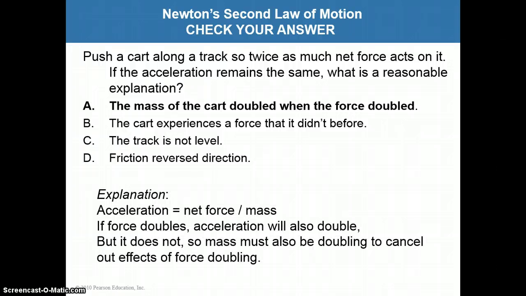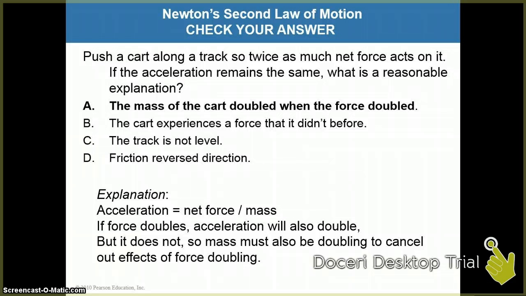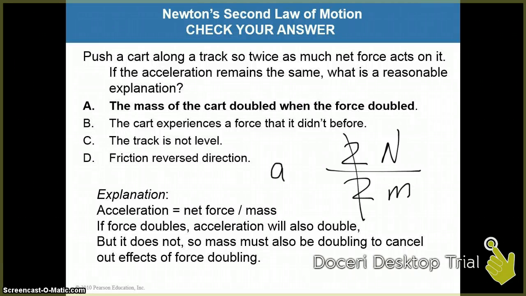And here's why. Once again, acceleration equals net force divided by mass. If you double the force, you should double the acceleration, but it doesn't, so the mass also has to be doubling to cancel out the effects of the force doubling. If you have 2 times as much force and you have 2 times as much mass, it cancels out and you have the same acceleration that you had before.